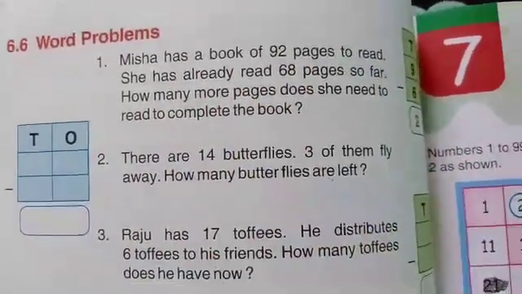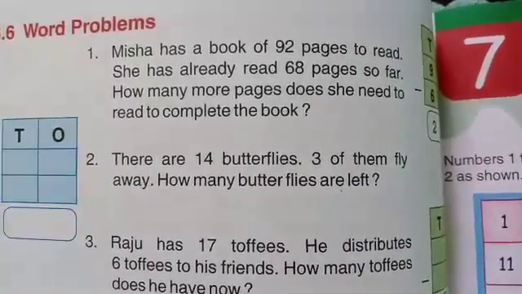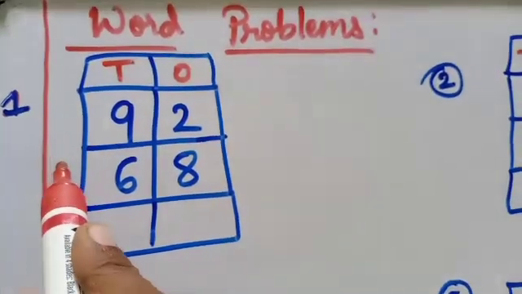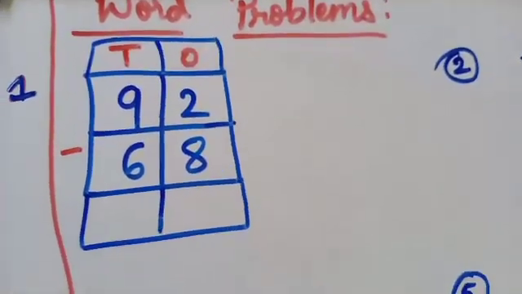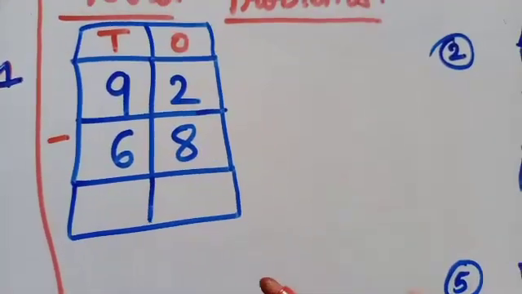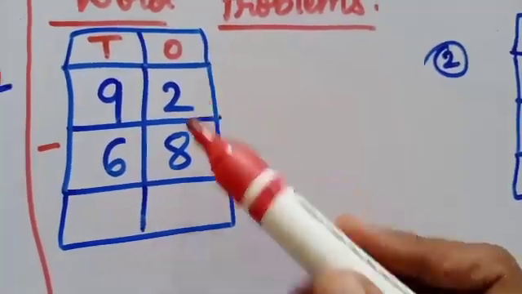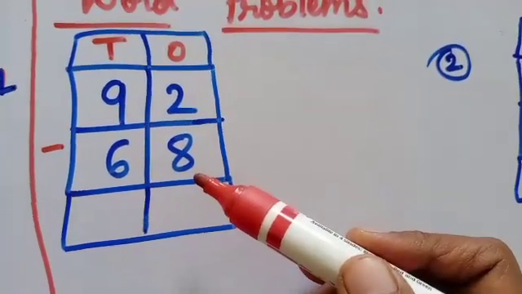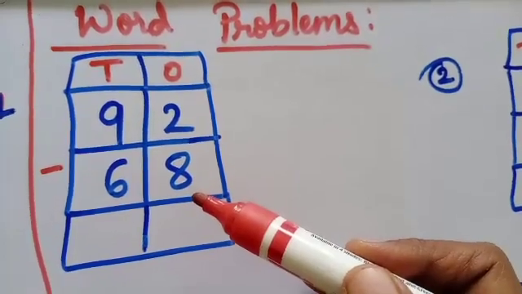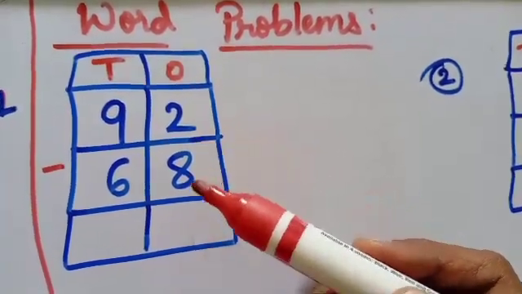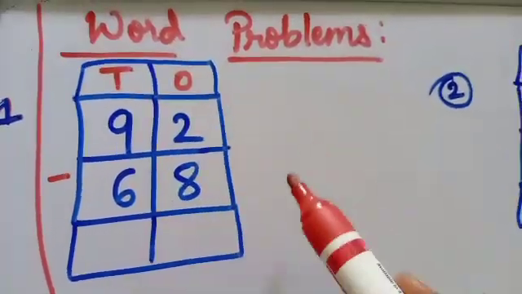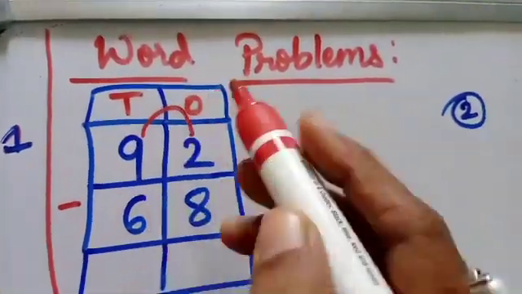Okay, now let's solve this problem. We have to write 92 minus 68. From the 92 pages we have to subtract 68 pages. From 2 to 8, can we subtract this, children? No, it is not possible because 2 is small, 8 is big. So what do we have to do? We have to borrow 1 from here.